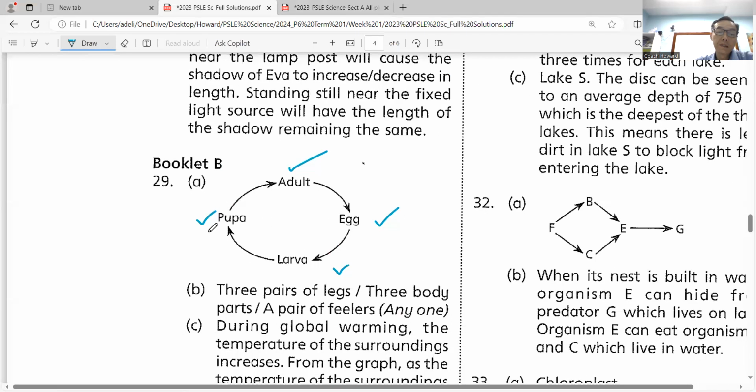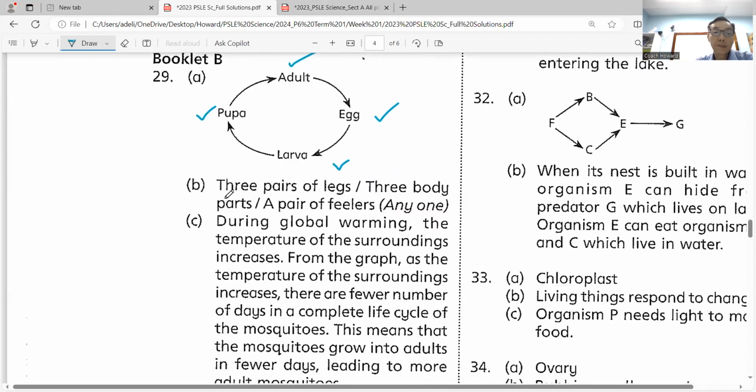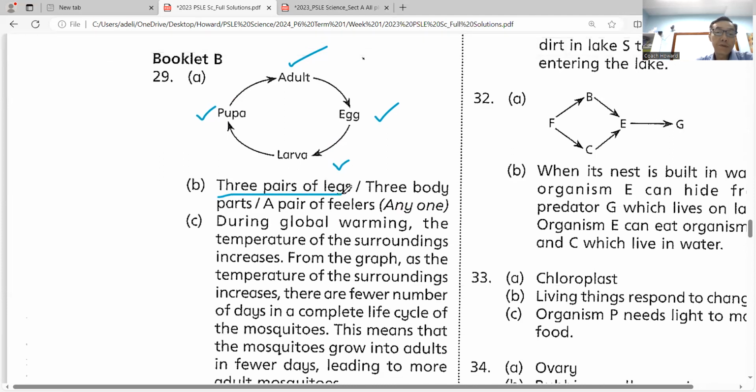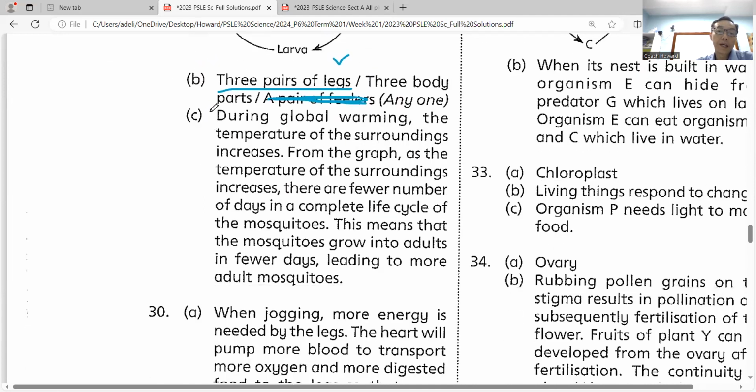As you can see, you complete the life cycle, egg, larva, pupa, adult, and then these are the possible solutions. Personally, I prefer 3 pairs of legs or 6 legs. Try to omit this one, the feelers, because there are other animals that also have feelers. So you can write 3 body parts or 3 pairs of legs. And this is the final part where 2 pieces of information need to be given.